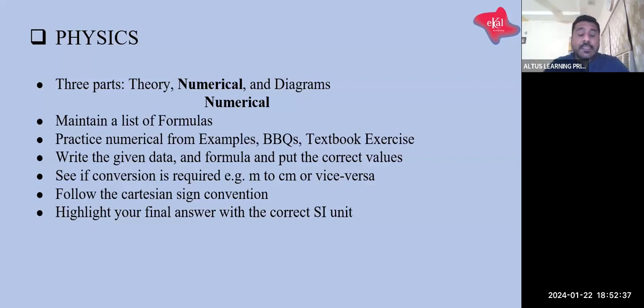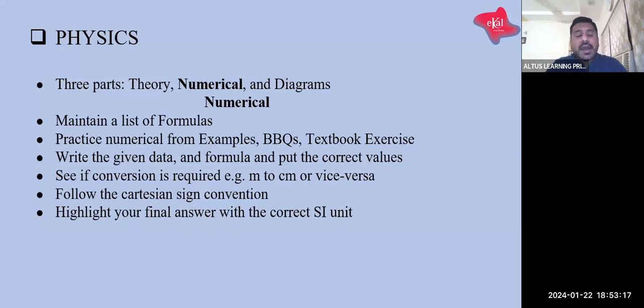So don't do that. Read the question, read and understand, check if any conversion is required or not. For example, in the light chapter, you have to see if any conversion is required from meter to centimeter, or in the electricity chapter, milliampere to ampere, or maybe kilojoule to joule, or maybe the commercial unit of energy. You have to see everything. This will be very easy when you have practiced a lot.